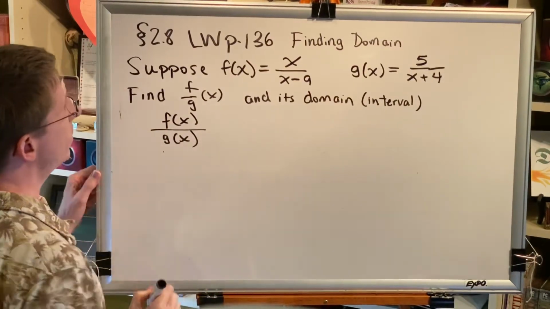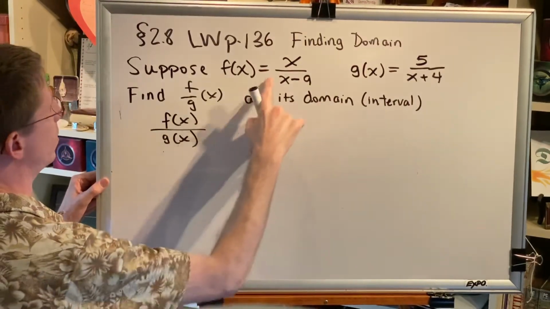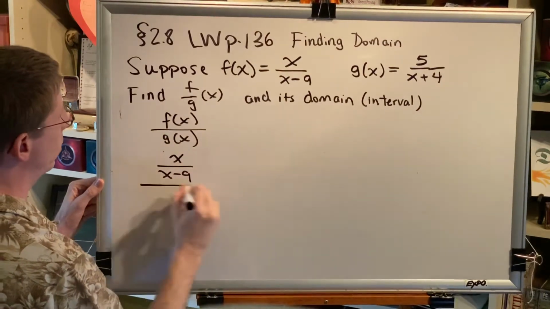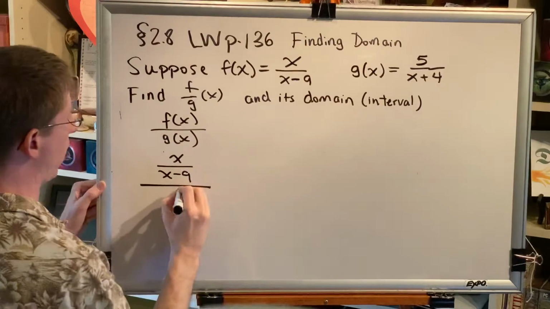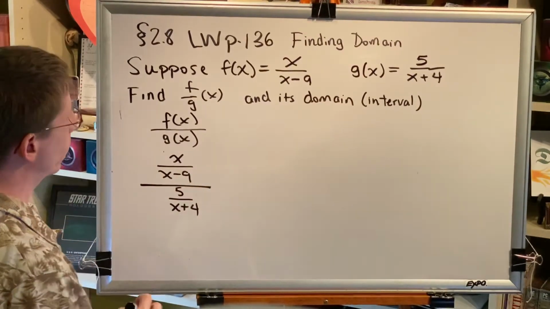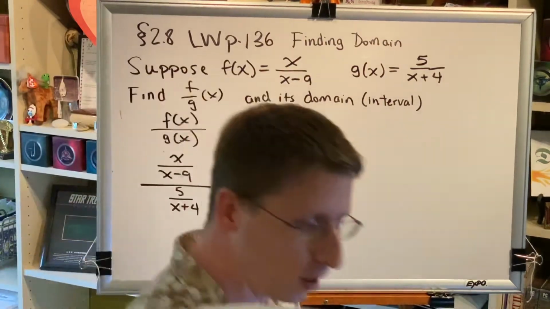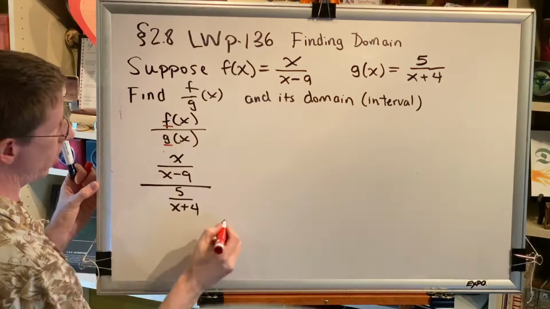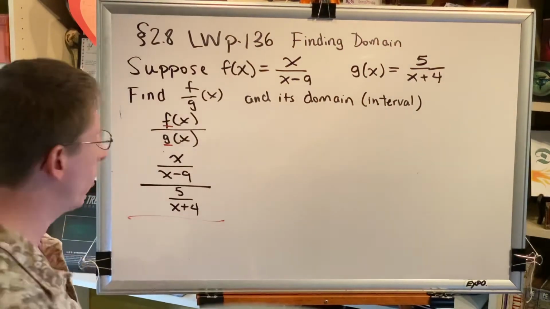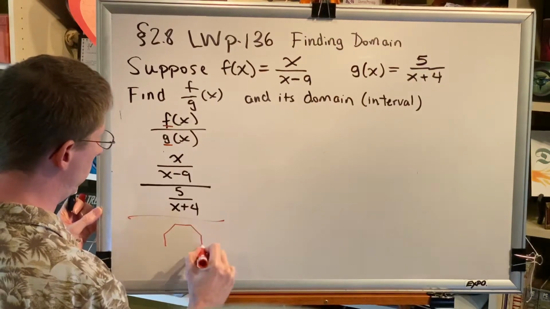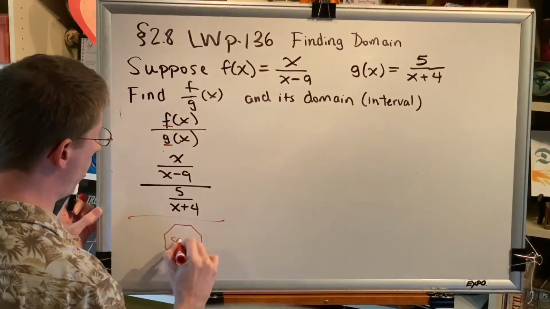All right, let's see now if we can substitute. F of x is equal to this fraction, so we have x over x subtract 9. G of x is equal to this fraction, 5 over the sum x plus 4. Notice that this is the first line of algebra where our function names, f and g, are no longer in our problem. Therefore, we must stop and determine our domain at this time.